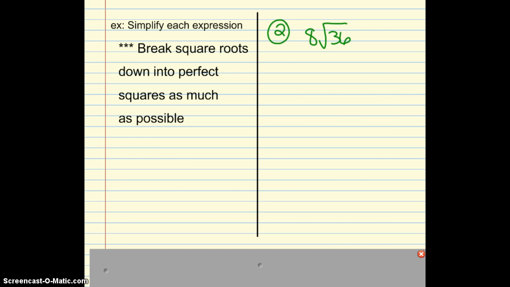Now we have 8 times the square root of 36, and we'll leave the 8 alone. The square root of 36 is 6, so 8 times 6 is 48.